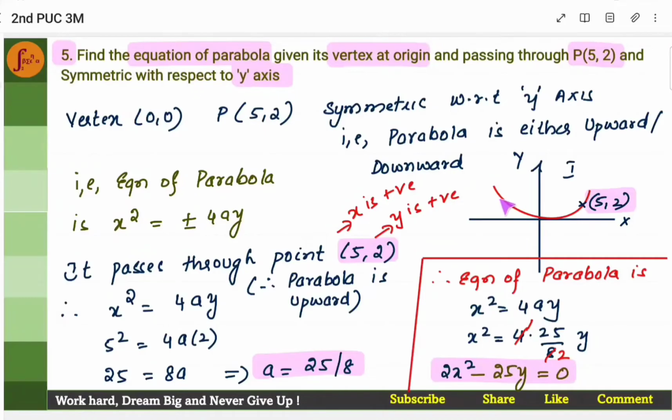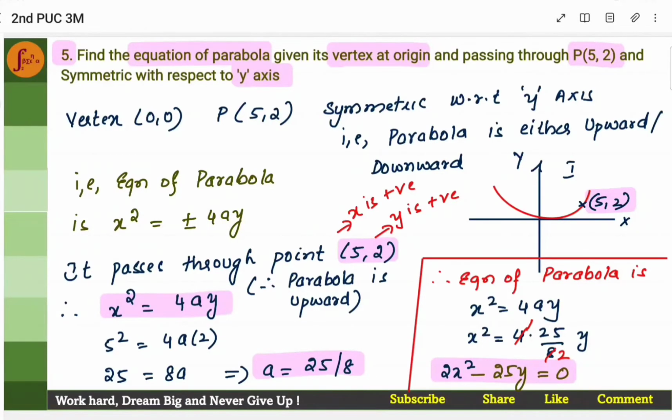Symmetric means the parabola is equally divided on the y-axis, right? Now this is the y-axis. It's equally divided. Therefore, the parabola has to be like this, right? So it's an upward parabola. What is the equation for an upward parabola? It is x square is equal to 4ay, right?